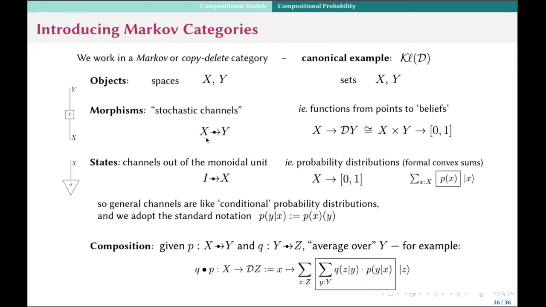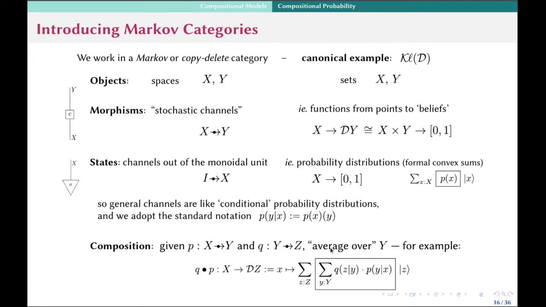They're the same thing. There are these things called states, which are just going to be distributions on a space. And those are channels out of the monoidal unit, which is typically going to be the trivial space with one point. Although I'm not going to write much probability notation, I'm going to adopt the standard notation where if I have a channel from X to Y, I'm going to write the probability assigned to a point Y given X as P of Y given X, even though formally it's a function applied like P of X of Y.